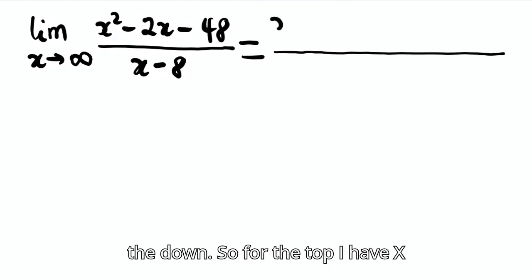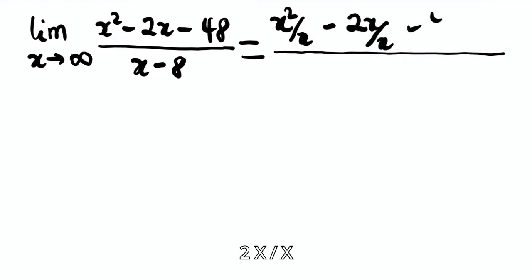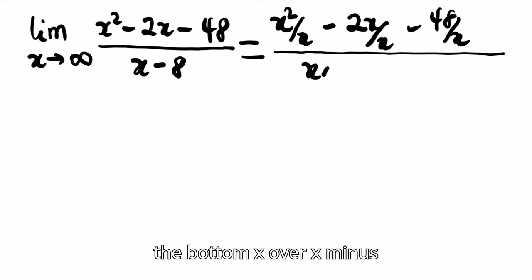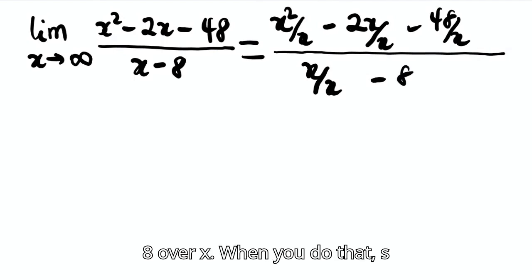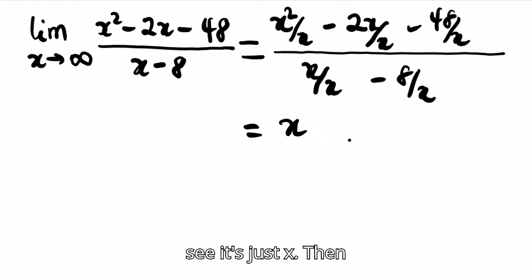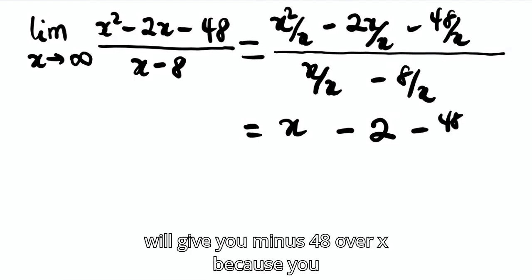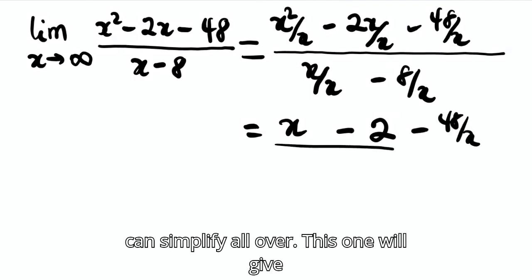So for the top, I have x squared over x minus 2x over x minus 48 over x. Then the bottom, x over x minus 8 over x. When you do that, x squared over x will give you x. So you see it's just x. Then 2x over x will give you 2. And this one will give you minus 48 over x, because you can simplify all over.